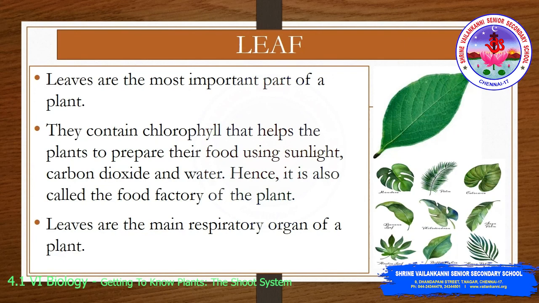Now we will be studying the next important part of the shoot system, which is the leaf. Leaves are the most important part of the plant. They contain chlorophyll that helps the plant to prepare their food using sunlight, carbon dioxide and water. Hence, it is also called as the food factory of the plant. Leaves are the main respiratory organ of a plant. Usually, they are green in color and they are of different shapes and sizes.